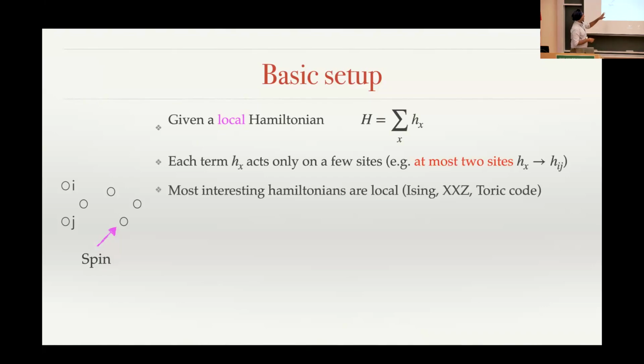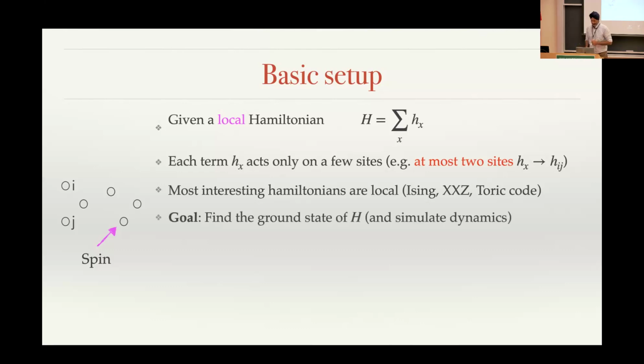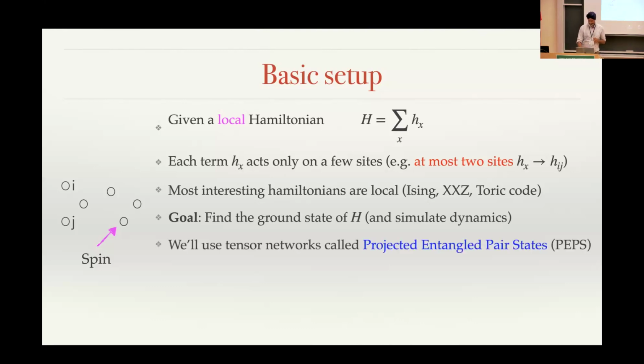Now, this is not just a convenient class of Hamiltonians. Many, if not most, interesting Hamiltonians in quantum many-body physics are local. Think about the Ising model, toric code, and so on. Our goal is to find the ground state of this Hamiltonian and also simulate dynamics. I'm going to use the context of finding ground states to introduce tensor networks, but as we'll see, the same algorithm can also be used to simulate dynamics.